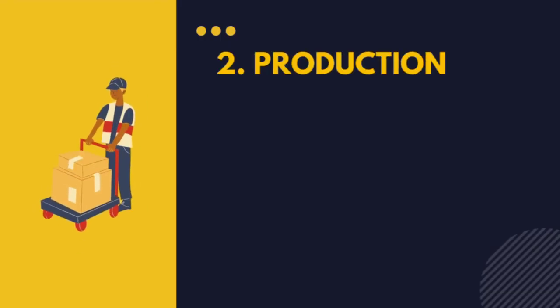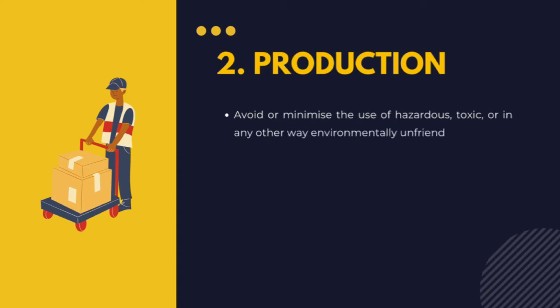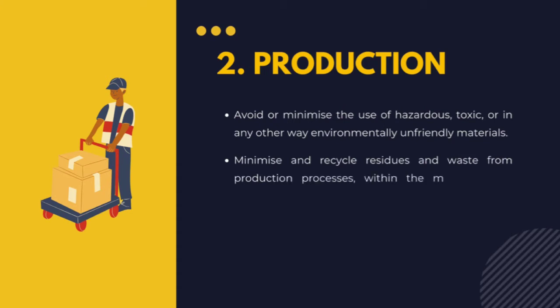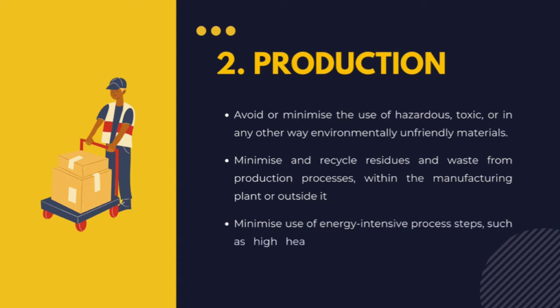Secondly, the guidelines for production: avoid or minimize the use of hazardous, toxic, or in any other way environmentally unfriendly materials. Decrease amount of harmful gaseous, liquid, or solid emissions during production. Minimize and recycle residues and waste from production processes, within the manufacturing plant or outside it. Decrease amount of raw material required and the amount of waste created by production processes. Minimize use of energy-intensive process steps, such as high heating differentials, heavy motors, and extensive cooling. Decrease the amount of energy used by the production processes.